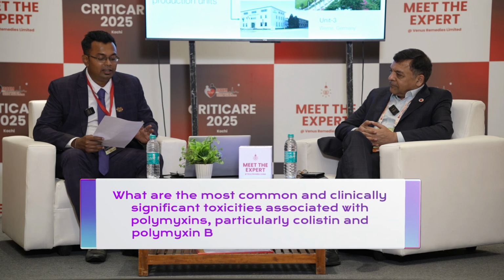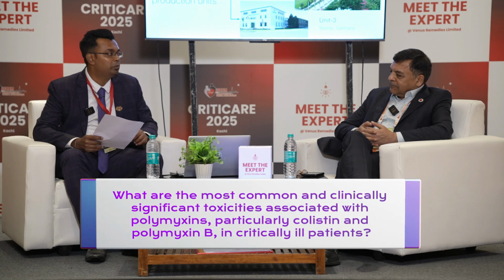So, sir, the first question regarding the understanding of toxicity of polymyxins. What are the most common and clinically significant toxicities associated with polymyxins, particularly colistin and polymyxin B in critically ill patients? So mainly there are two types of toxicity. One is nephrotoxicity and another is neurotoxicity. These are associated more predominantly with colistin and a little less with polymyxin B.